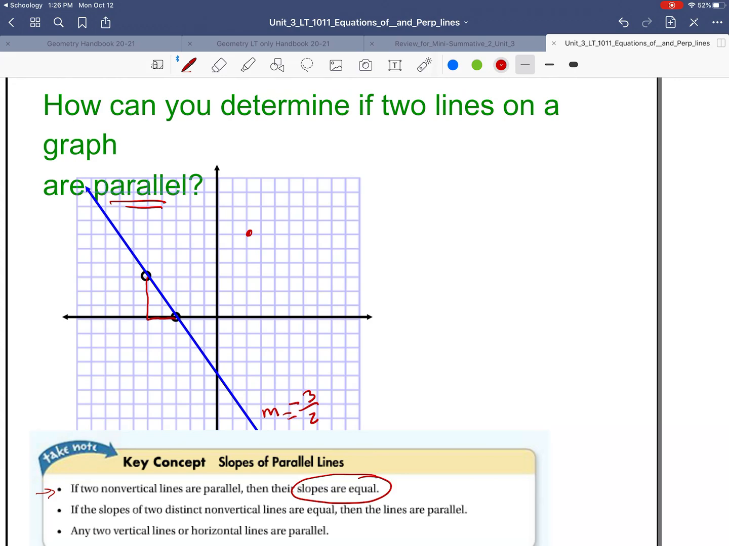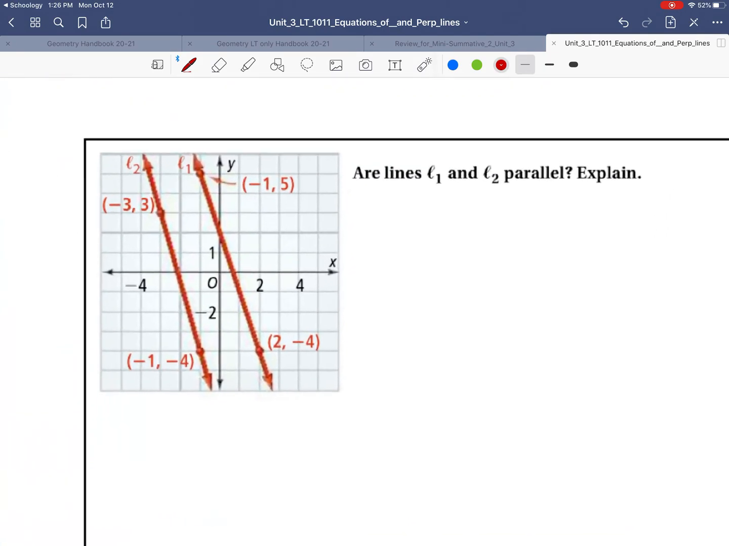I could choose any point on here and go down 3, to the right 2, down 3, to the right 2, down 3, to the right 2, and this line is going to be parallel to the original line because they have the same slope. That's how you know if two lines graphed are parallel.